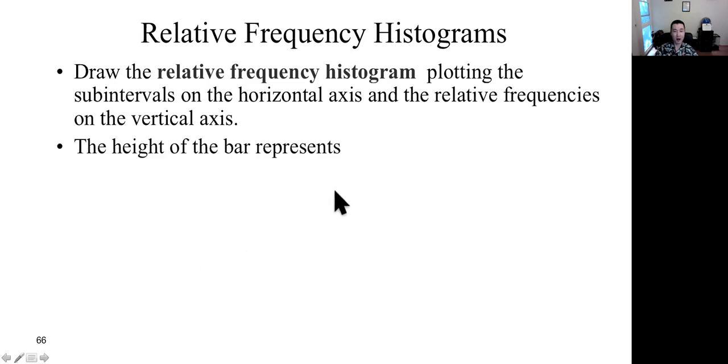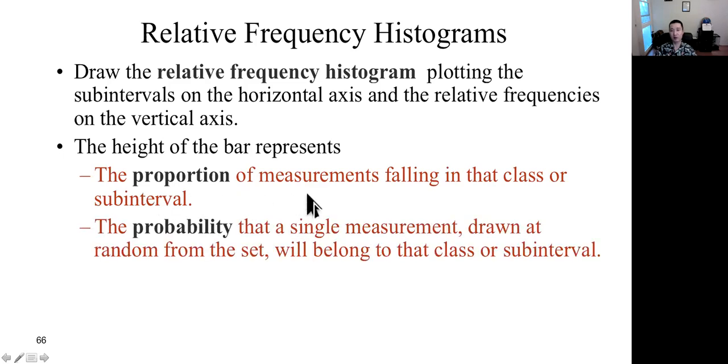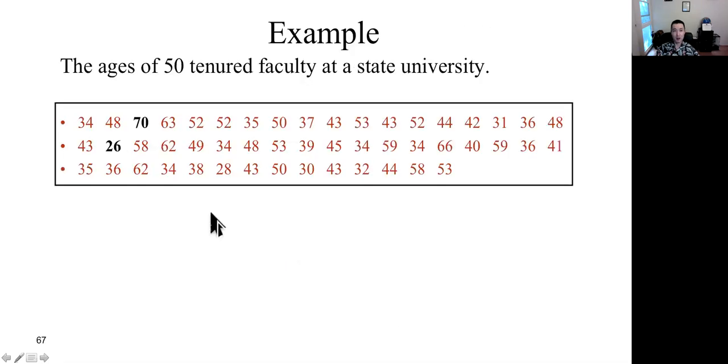And the height of the bar could present the proportion of the measurements that fall in that certain class or subinterval, or the probability that a sample measurement falls into that class. So let's use an example to show us how to plot a histogram. It's pretty straightforward. All of the steps are complicated.